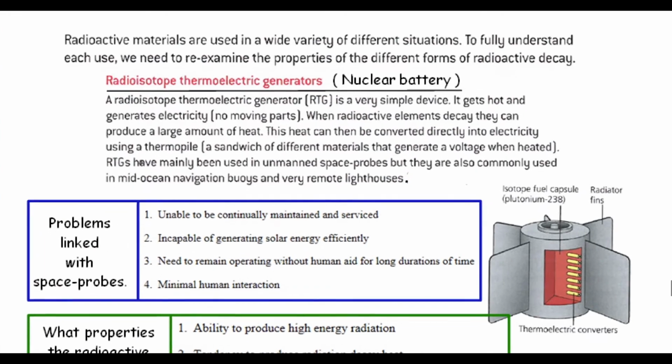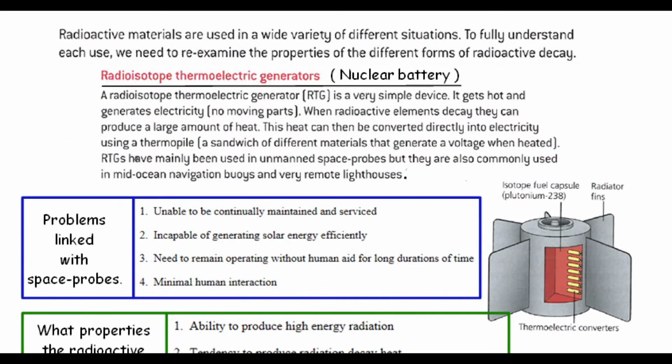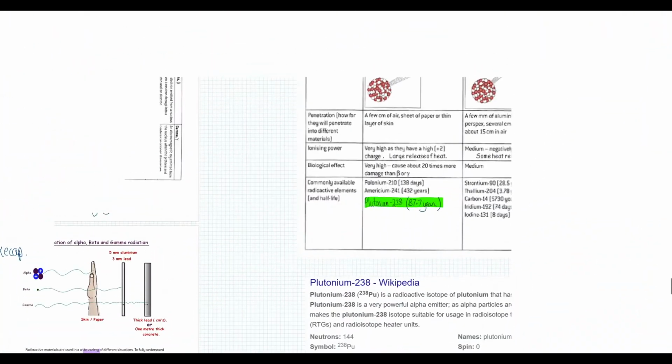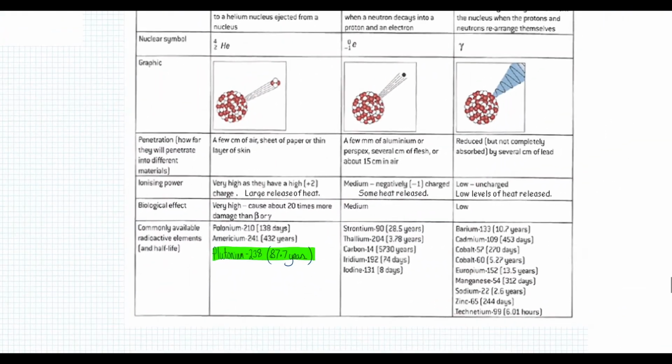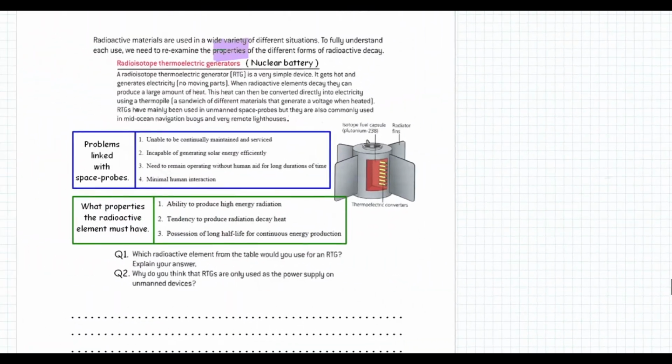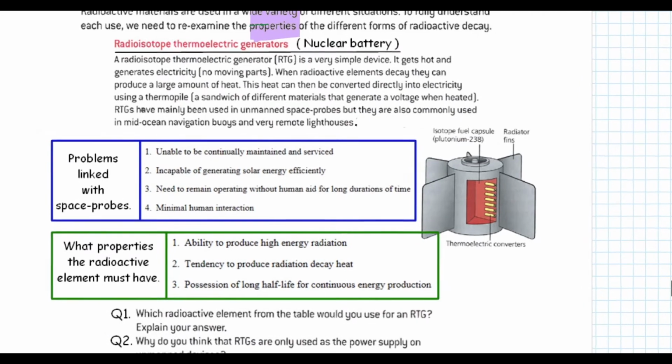So, radioactive materials are used in a wide variety of different situations. To fully understand each, we need to re-examine the properties of the different forms of radioactive decay, which is where that table there is going to come in handy. Bear that in mind, please. Zoom in, zoom out. Here we go.